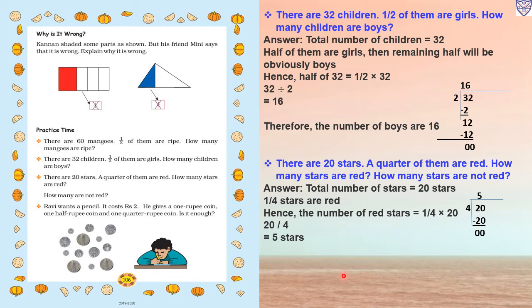Out of 20 stars, if 5 stars are red, then obviously the remaining 15 stars are not red. So we have to find out how many stars are not red. 5 stars are red, so how many are not red? 20 minus 5, that is 15 stars. Therefore the number of stars which are not red equals 15 stars.